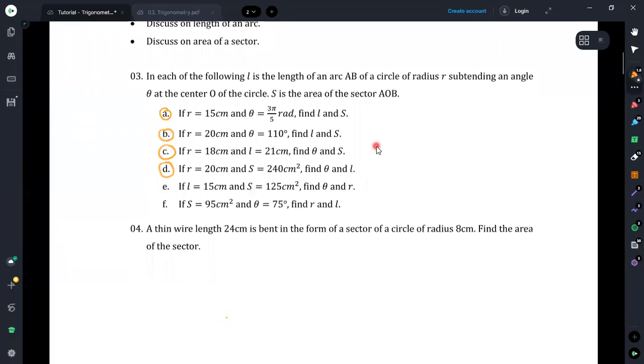Now we will discuss these parts one by one. Here it is given that r is equal to 15 centimeters and theta is given as 3π/5 radians. We are asked to find L and S, where L is the length of the arc AB of the circle having the radius r, and theta is the angle subtended at the center. S is the area of the sector.